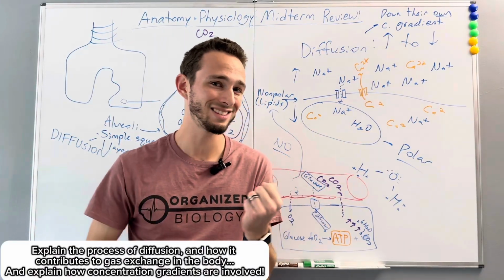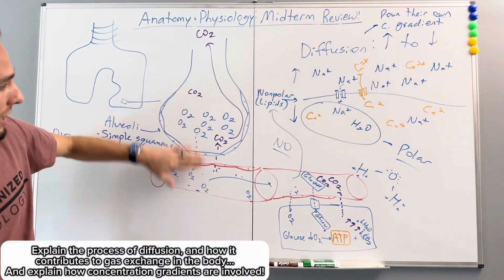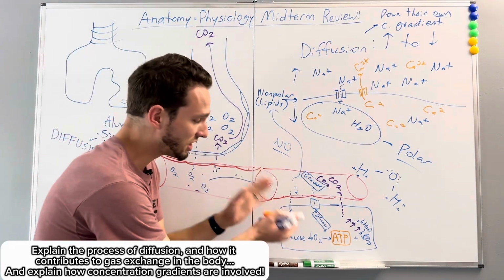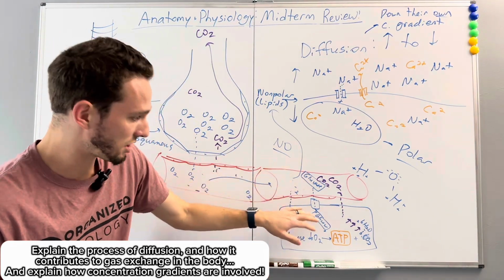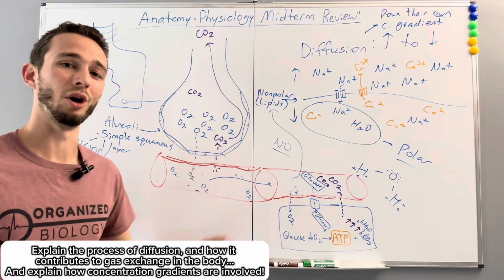So that's how diffusion of gases occurs, both at the lungs, oxygen flowing in, CO2 out, and then at the tissues of the body, where oxygen's going into the cells, CO2 is going back into the blood, and then we do it over and over again.